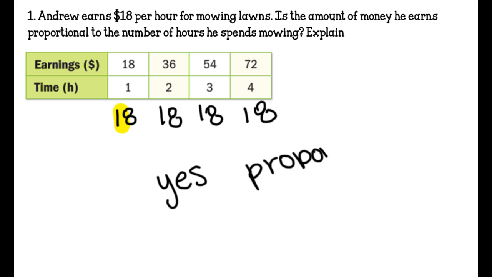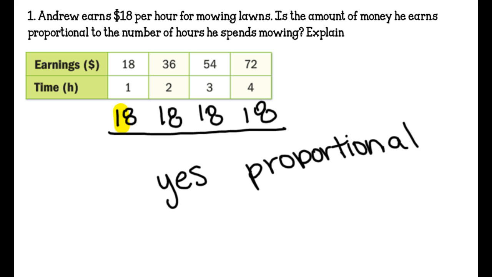And on the explain, as long as you have shown me this, even that's just the little amount of work I need to see, somewhere to show that you've divided these and you got 18 for all of them, then yes, it's proportional is all I need to see is the answer.